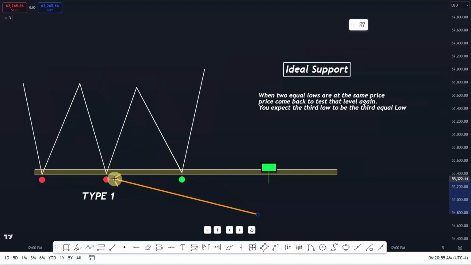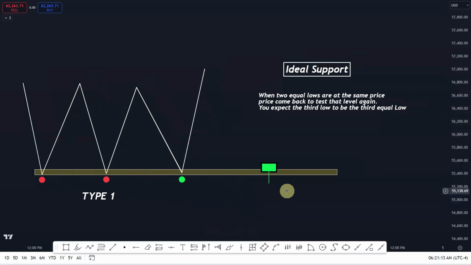The second time when the price rejected the previous equal low, it also gave us a nice high again. So the third time when the price is coming back to that level where it has already given two equal lows, traders again expect the price to give them a bullish momentum from it.